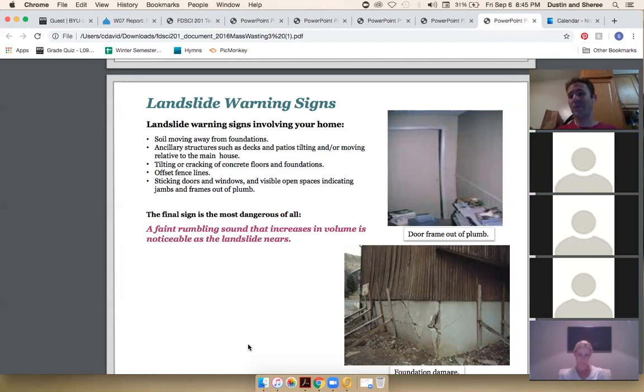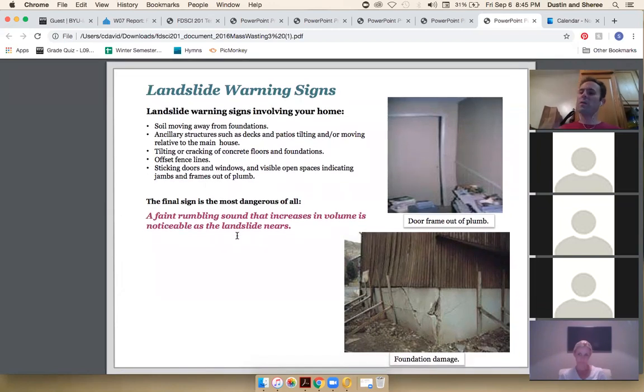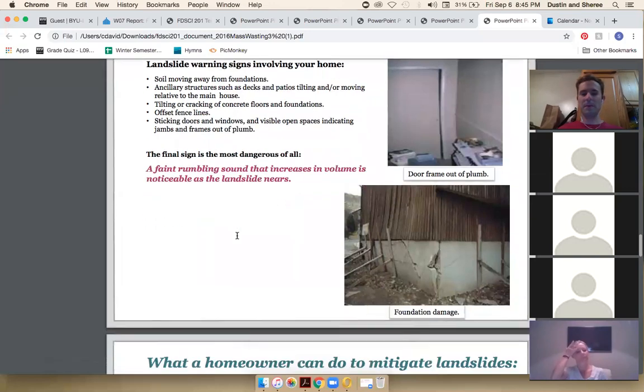If it's over a long period of time, it can just be settling of your home. But if you see it within a year, all of a sudden really start to tilt, that could be a sign you might have a landslide coming. Offset fence lines or cracking in your concrete floors and foundation. All of those are signs that you may be in an area that is experiencing creep at least, or may be prone to a landslide in the future. Okay.